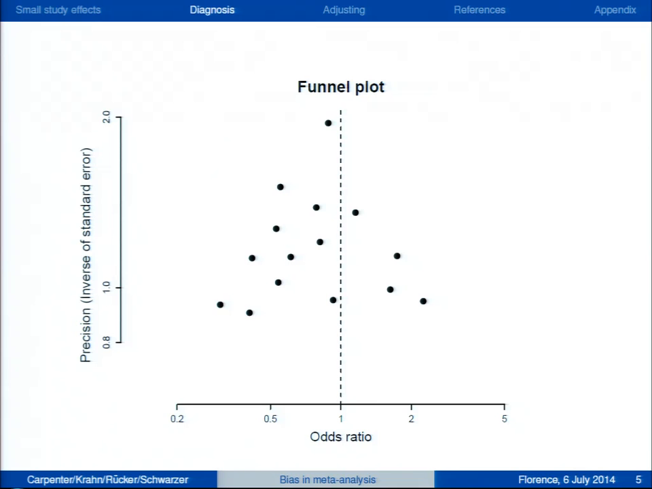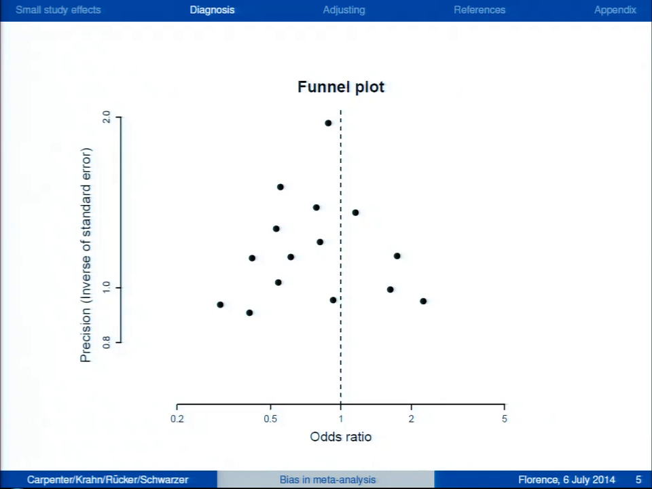And at the bottom of the plot, there are the small studies, which maybe have larger differences to the mean effect. So the funnel plot will look like a triangle ideally. But if there is a small study effect, this means that the funnel plot may have another shape.